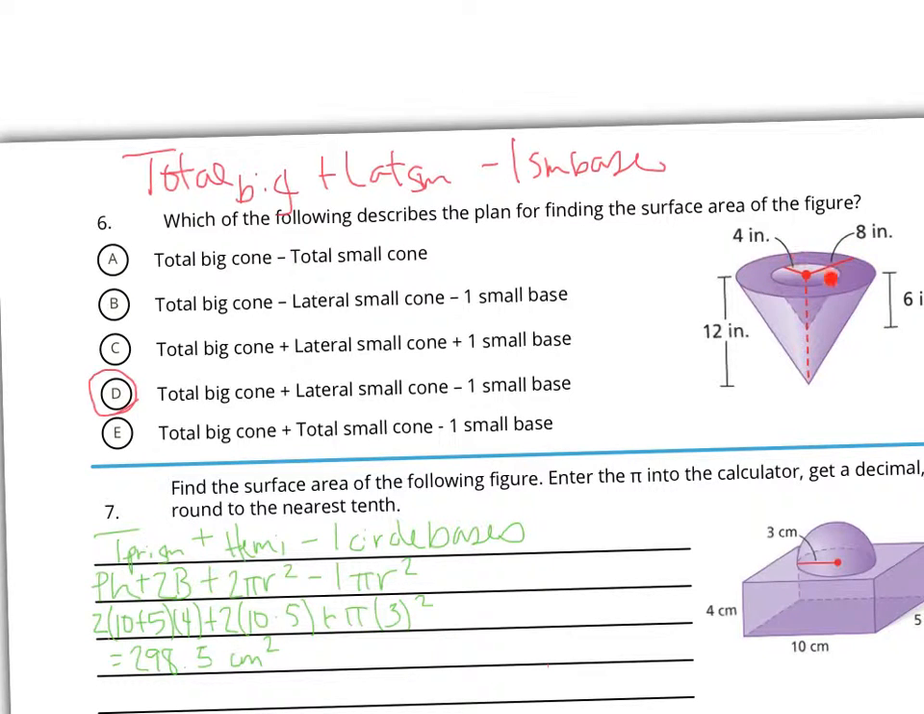Now when I cut a hole right here, that is the small base being cut out, so that's why I'm subtracting a small base, because that's the hole. Well, when I cut that hole away, I am exposing the lateral part of the little cone. So now that it's exposed to the air, I have to add the lateral of the little cone. So I want the total of the big cone for all of that around the outside plus this around the top. The lateral of the small cone, because this is all open to the air on the inside, but this hole I cut out is the small base right there.